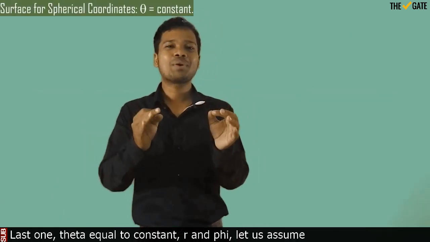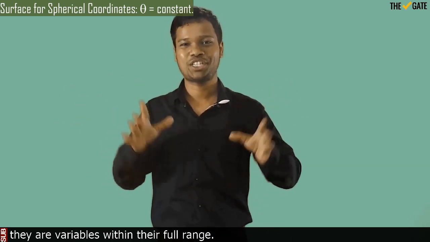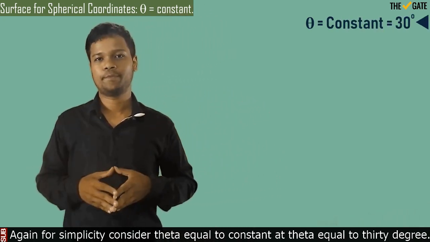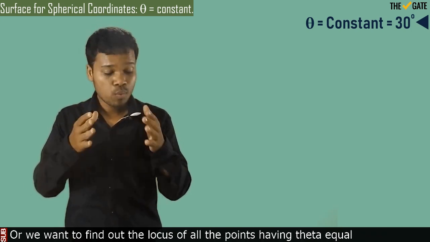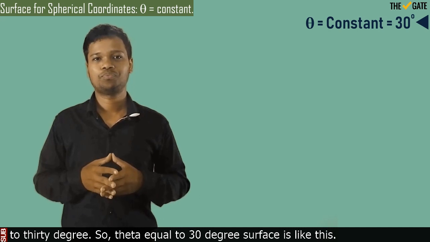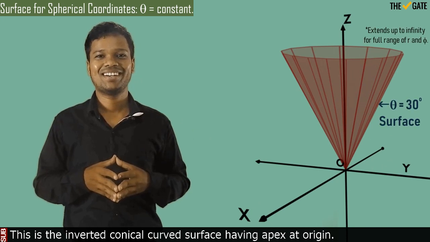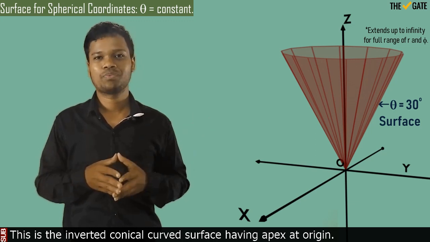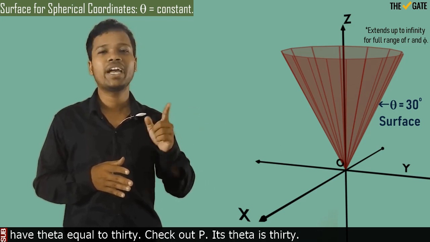Last one, theta equal to constant. R and phi, let us assume they are variables within their full range. Again for simplicity, consider theta equal to 30 degree. So we want to check out what the theta equal to 30 degree surface is, or we want to find out the locus of all the points having theta equal to 30 degree. So theta equal to 30 degree surface is like this. This is the inverted conical curved surface having apex at origin. All the points that are present on this surface have theta equal to 30 degree.